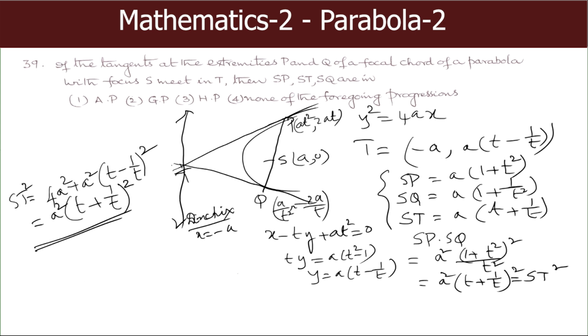SP and SQ are immediate because the focal distance of any point (at square, 2at) on the parabola is a into 1 plus t square.